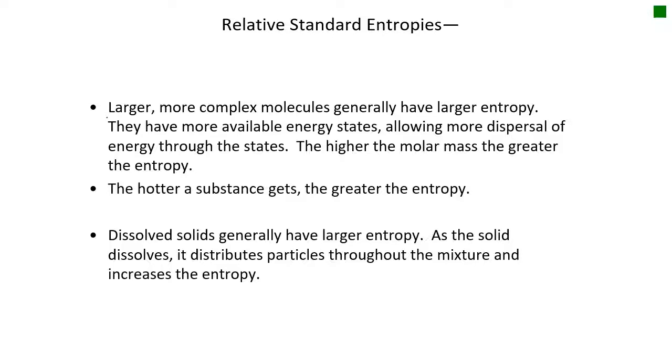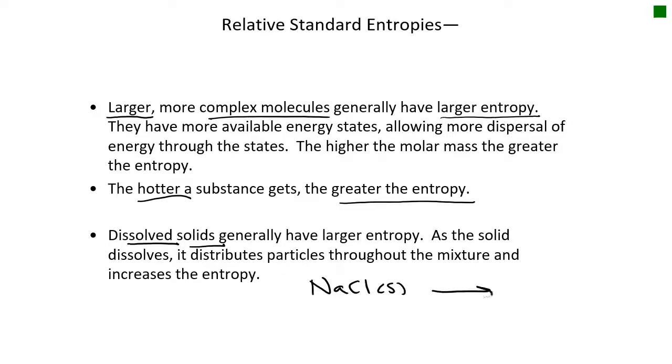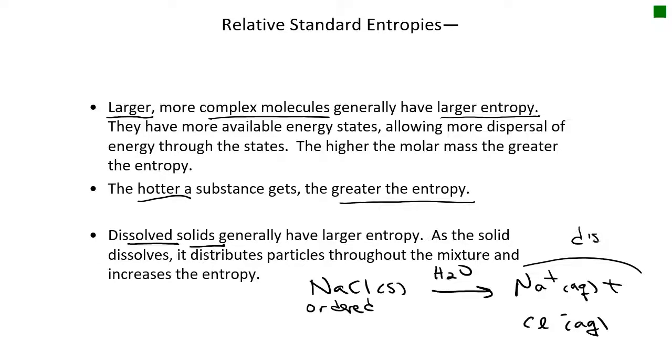In general, the larger or more complex a molecule is, the higher the entropy. The hotter a substance gets, the higher the entropy. And if you take a solid and dissolve it in water, so for example, if you take NaCl as a solid and you use water as the medium, and you dissolve to make the ions that are now going to be floating around randomly in this water, inherently this is ordered in a crystalline solid, and this is going to be messy or disordered. And so a dissolved solid is going to have a higher entropy than the crystal.